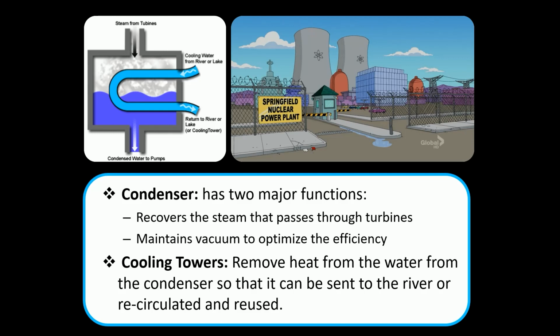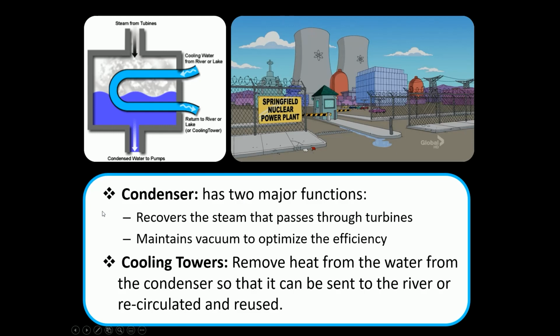So the condenser has this role of recovering the steam that passes through the turbines, and it maintains this vacuum to optimize efficiency, right? The whole thing is operating on this hot-cold system. And I think this will make more sense when I show you the full diagram of a nuclear power plant. But the condenser is here to cool down the steam from the turbines.